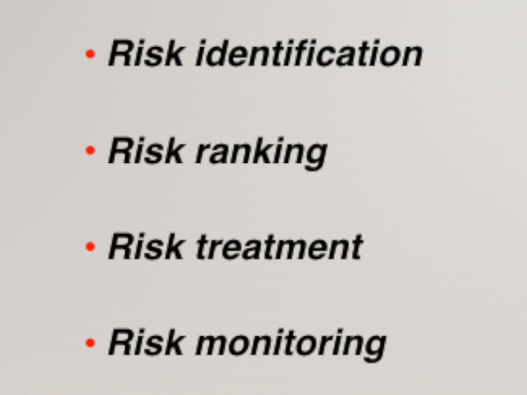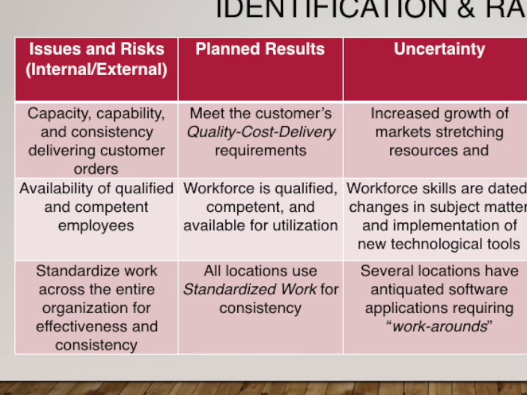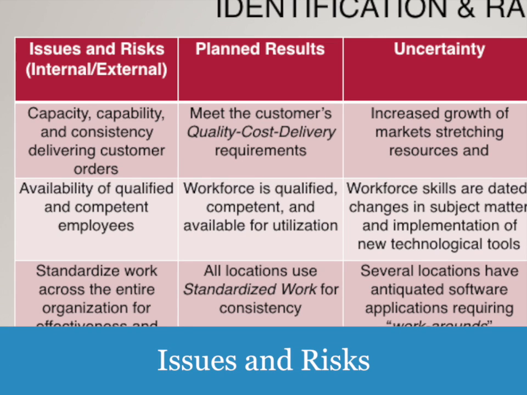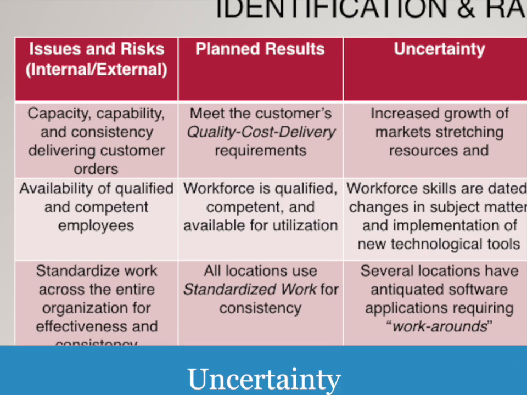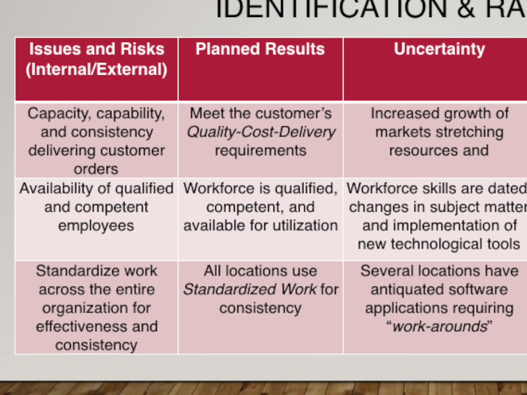A way to rank the risks and to capture the risks is shown in this example. In the first column, we capture the issues and risks from internal and external sources. Next, we document the planned results. The next column represents any uncertainty. Uncertainty can be developed through brainstorming and the involvement of other interested parties.